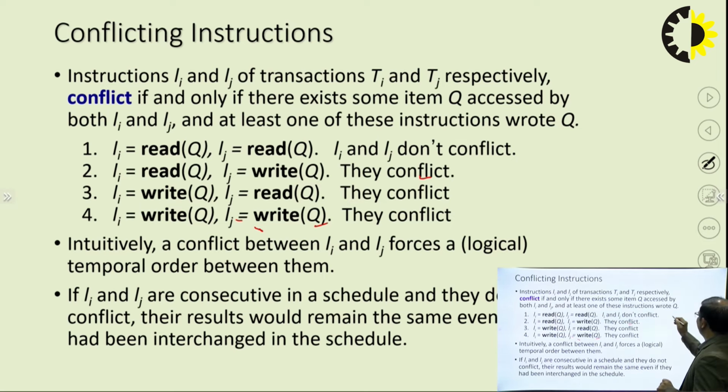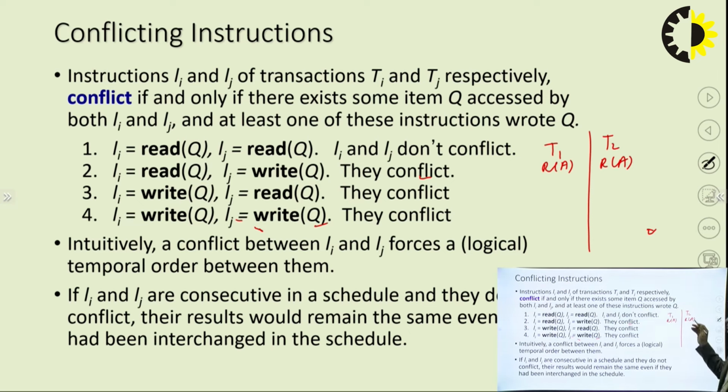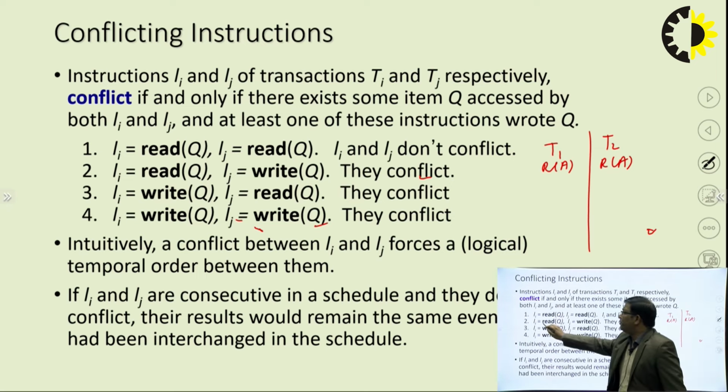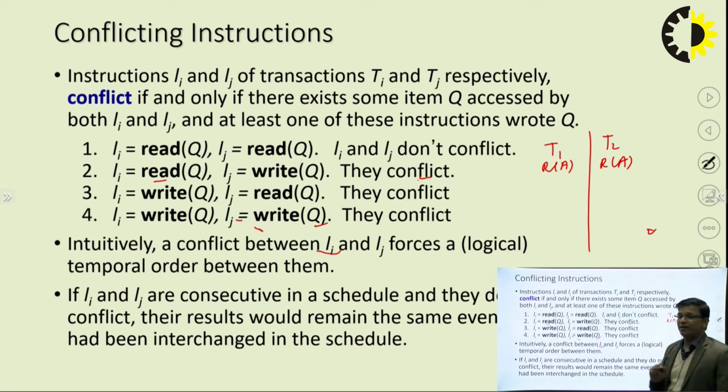For example, this is a T1 schedule and this is a T2 schedule. Whatever the value of A, both read the A variable. So it gives the same result. If it gives the same result, then there is no problem. But if one is a read operation and another is a write operation, then it is a conflict.